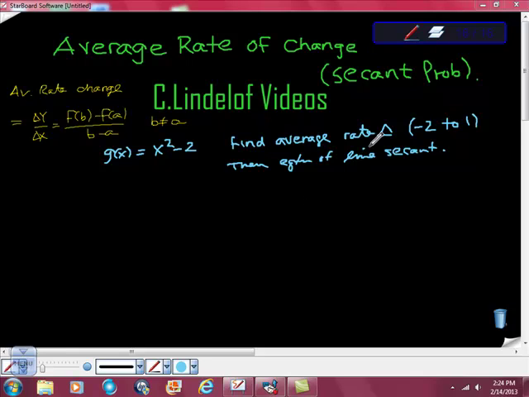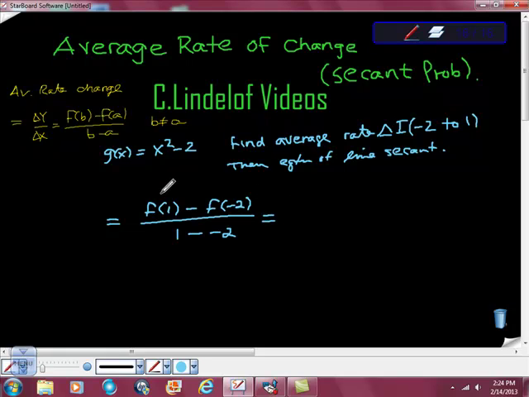Here we're asked to find the average rate of change, and this is on an interval. So on the interval, negative 2 to 1. So all I'm going to do is this. I'm going to say that the average rate of change is equal to f of 1 minus f of negative 2 all over 1 minus negative 2. Then I'm going to do a little bit of math.